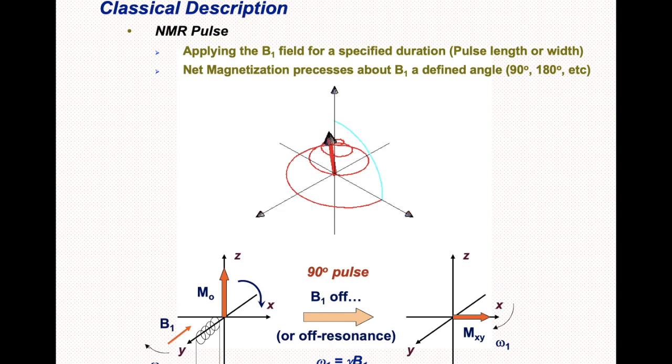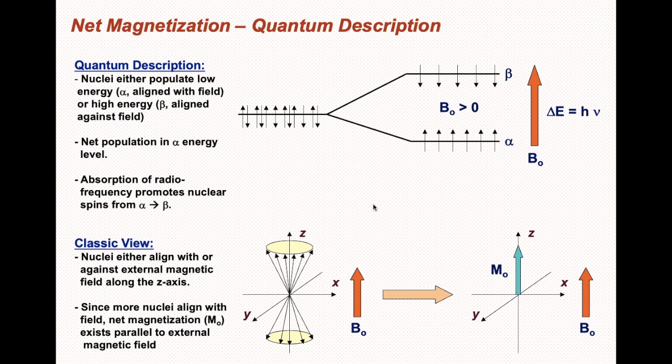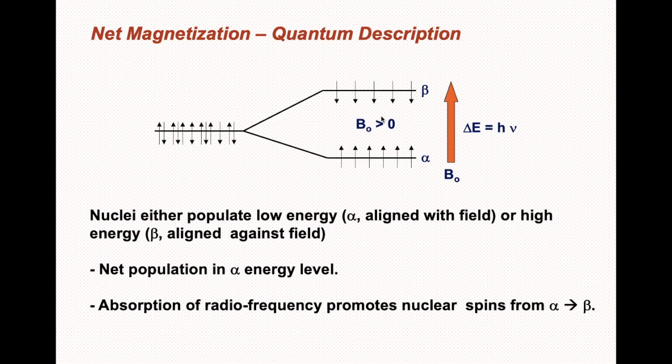Having understood the classical description of NMR resonance, let us try to understand the quantum description of NMR resonance. The quantum mechanical description of net magnetization as well as the NMR resonance concept is illustrated in this diagram. For this, let us consider spin-half nuclei. If the spin is half, then it will have two different nuclear spin states: one is a plus half state and the other a minus half state.